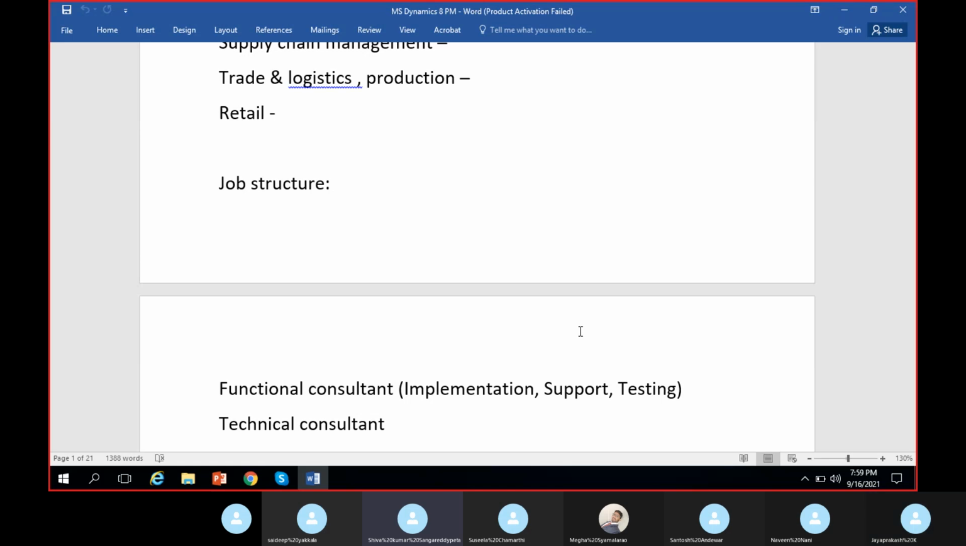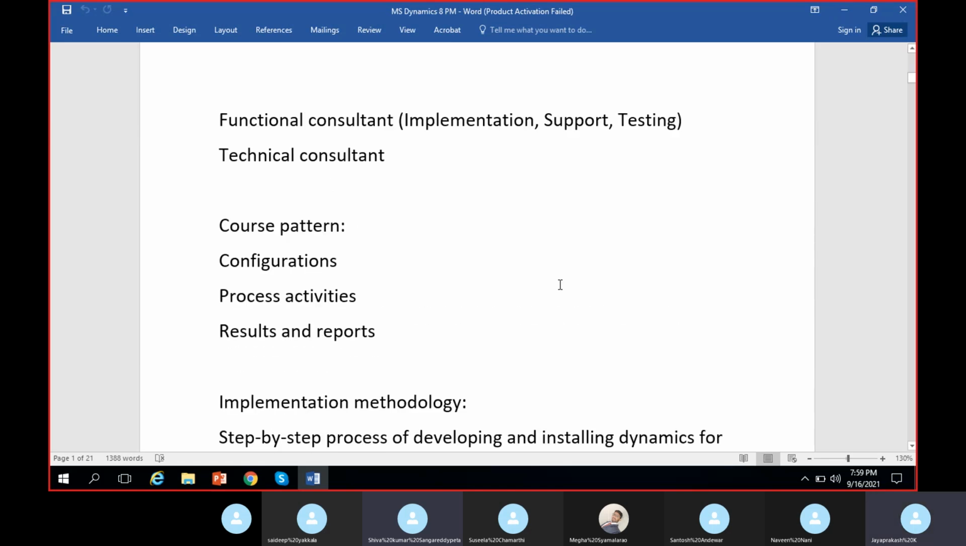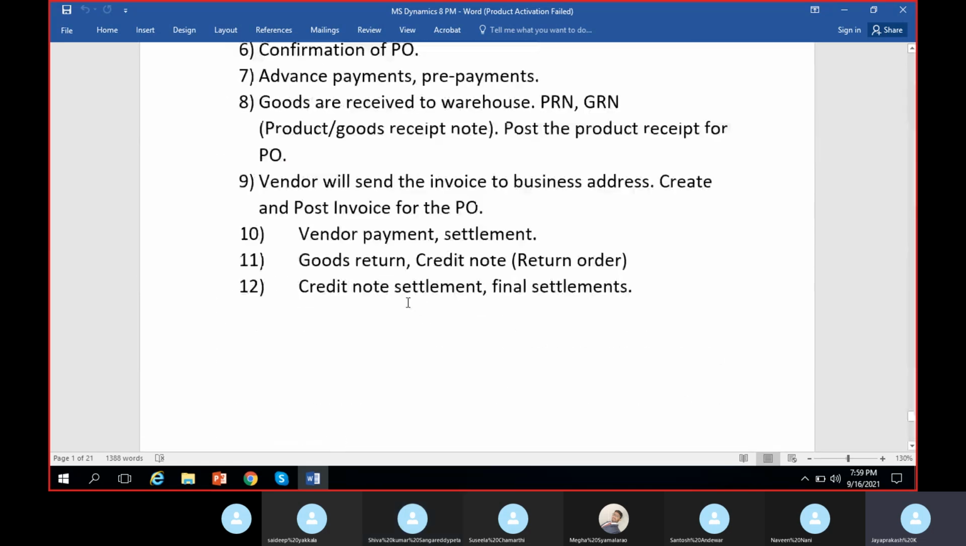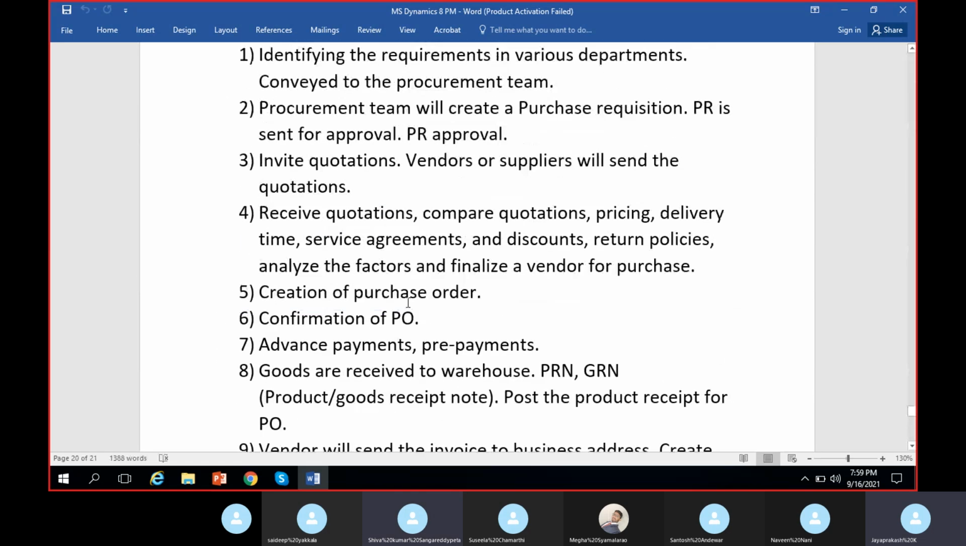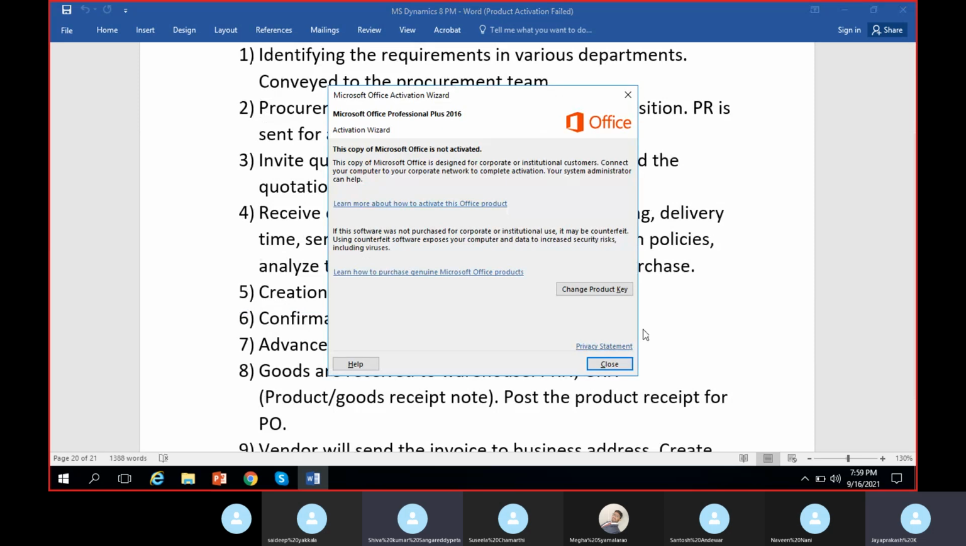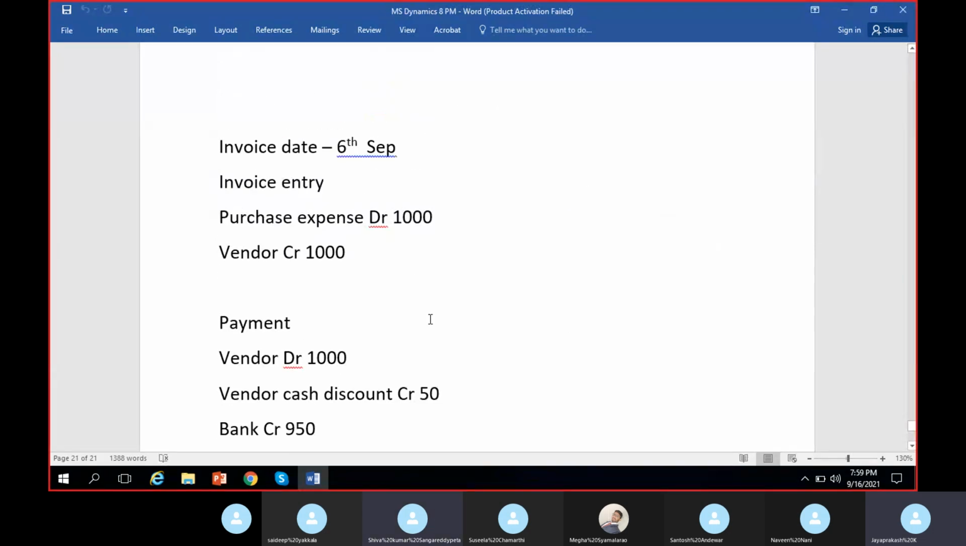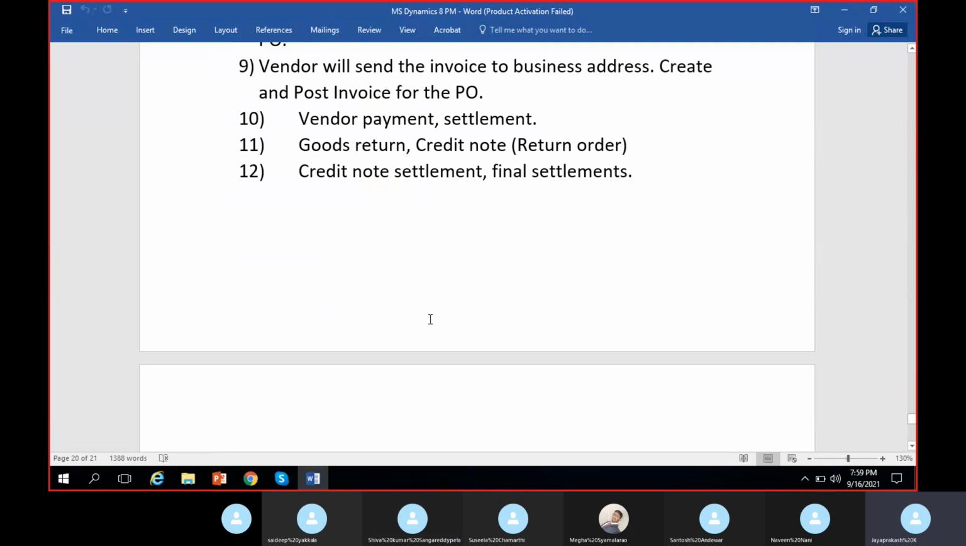Correct. So we have discussed this P2P cycle in accounts payable as well. We have discussed payment days, how to configure payment days and how they work. Then we have discussed cash discounts, how to configure cash discount codes, and I also showed you with the entries how it will work. Okay. So any confusion in this?